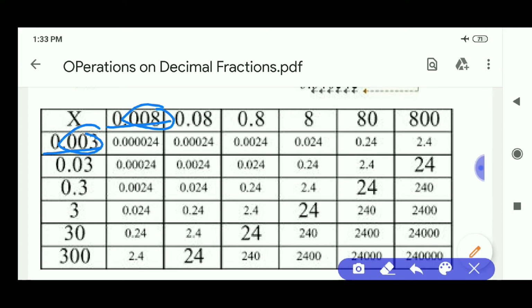We want 6 decimals. So put zeros. How many zeros are here? 4 zeros. So 24 behind 4 zeros. Now put the decimal point. So it became 6 decimals. Okay. In the same way, you can solve this table.